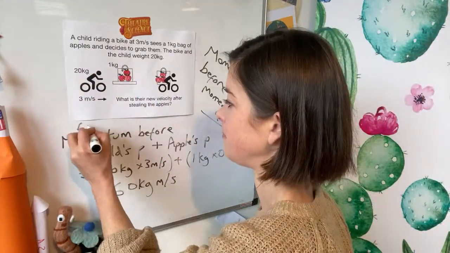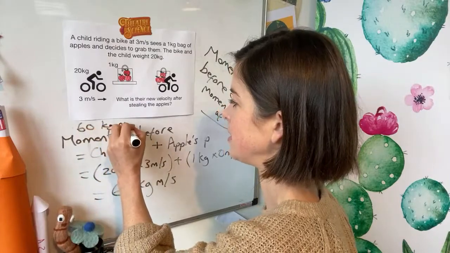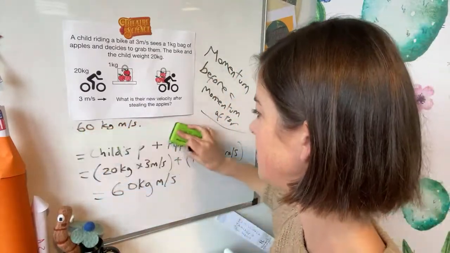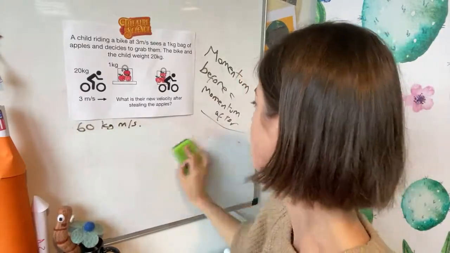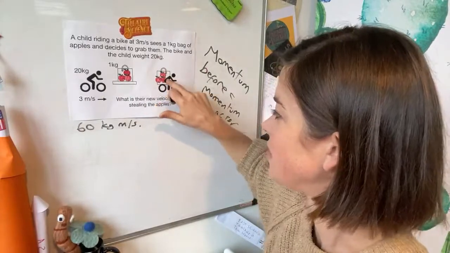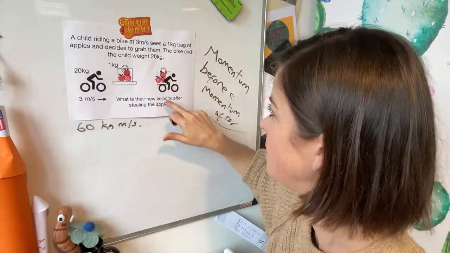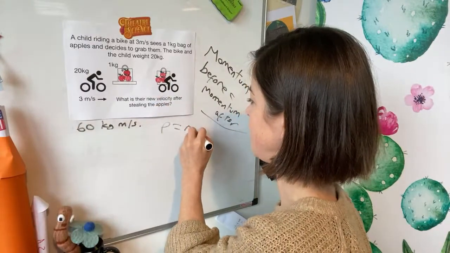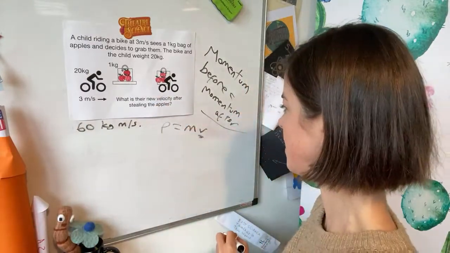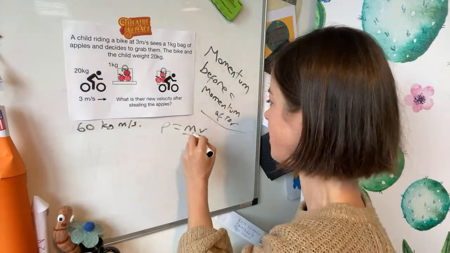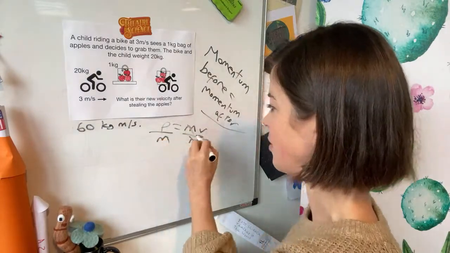Let's write that up there. 60 kilogram meters per second. Can you see how suddenly we've kind of got the information that we need to answer the question? So what we want is this new velocity of the child running off with the apples. So we know that momentum equals mass times velocity. We're looking for velocity, so we divide the whole side by mass, so the masses cancel out, and we divide that side by mass as well.